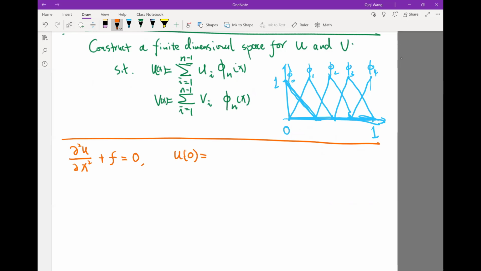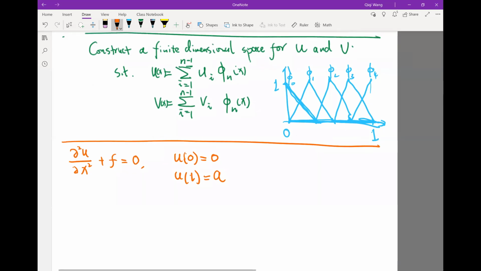Let's still set u0 to 0, but u1 equal to a different known value, let's say equal to a. All right, so a is a number that we already know. Basically, we set the value at 1 to be not 0, but some other known quantity. In this case, let's discuss how we would modify our space for u and for v.